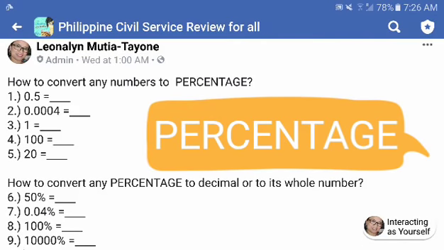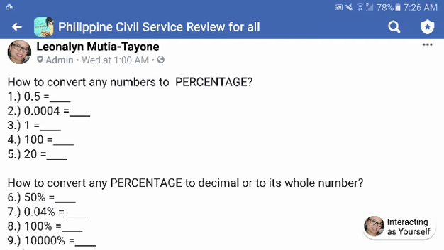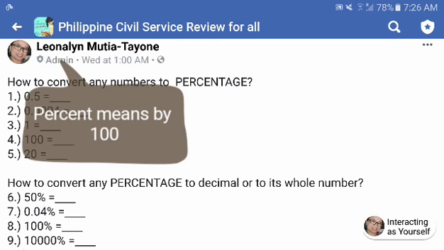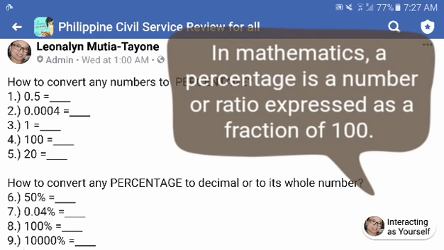Percentage. Let's do percentage. But first, what is percentage or percent? A percentage is a portion of a whole expressed as a number between 0 and 100 rather than as a fraction. Percent means by hundreds. In mathematics, a percentage is a number or a ratio expressed as a fraction of 100.